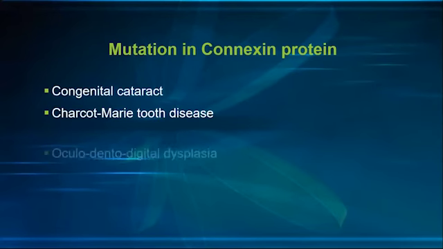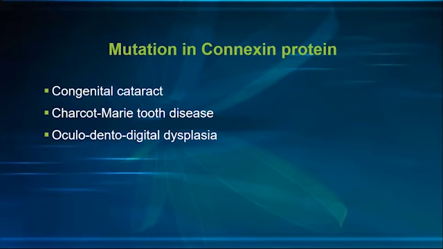Then you can see some of the mutations or abnormalities that can occur in relation to the connexin protein, and it can lead to these three types of abnormalities. One of them is the congenital cataract. In this, the individual does not have a clear vision, there is blurred vision, because a white cloud-like structure can be seen on the surface of the eye of such an individual. So this is known as the congenital cataract.